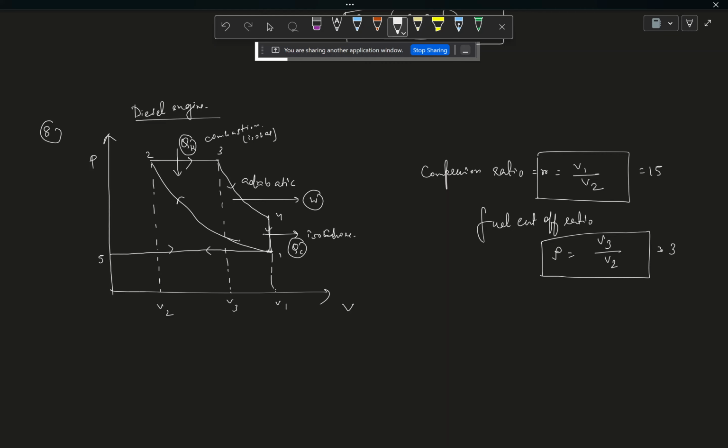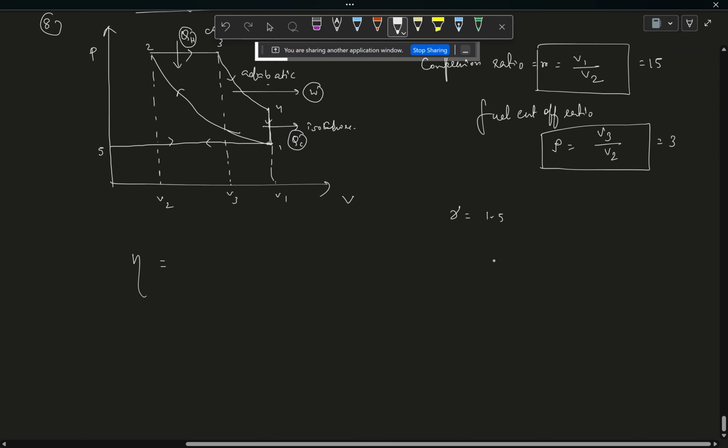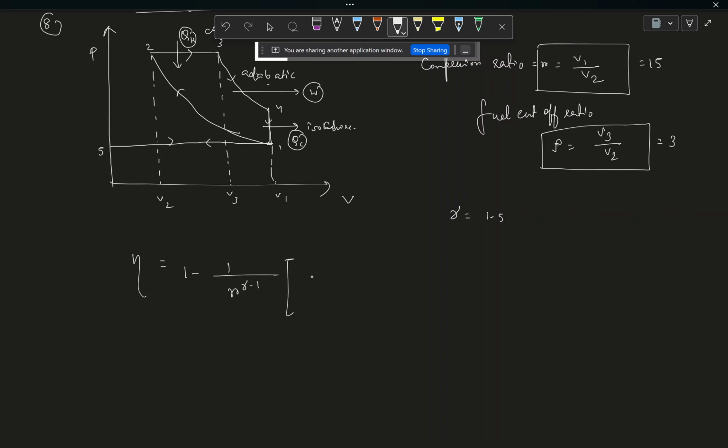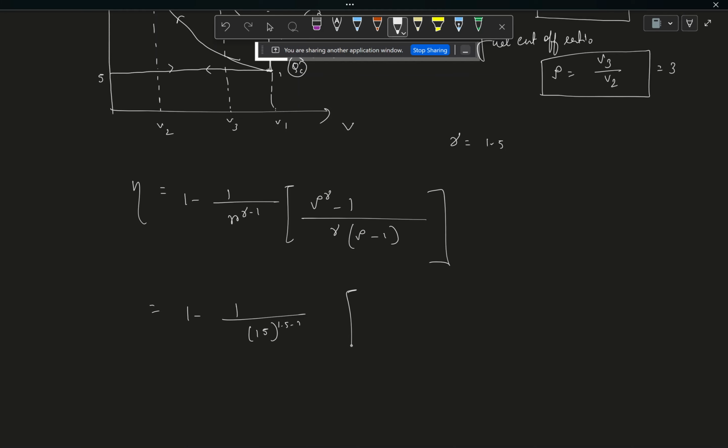Now the efficiency of a diesel engine, eta, has a direct formula that we'll be using. Also gamma for the adiabatic part is 1.5. From the lecture material, the efficiency formula is 1 minus 1 by r to the power gamma minus 1, into rho to the power gamma minus 1 divided by gamma into rho minus 1. So this is 1 minus 1 by 15 to the power 1.5 minus 1, into 3 to the power 1.5 minus 1, divided by 1.5 into 3 minus 1.